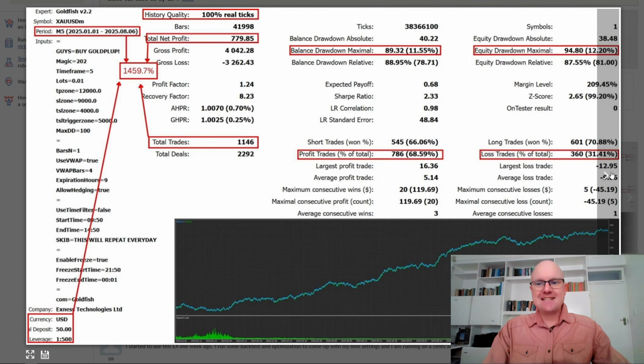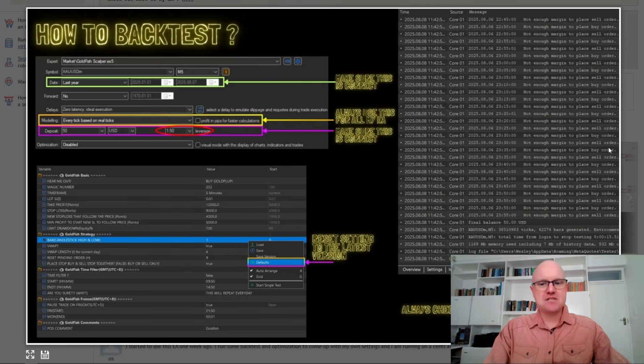If we explore the backtest image provided, you'll see he used a starting deposit of only $50 with a leverage of 1 to 500. And you'll see the period tested is one that we'll explore today, which is the last year. And in this it has generated a total net profit of over $779.85. However, it does have a very high equity drawdown of 87%. He also showcases how he did his backtest, but it's important that you correlate this and do it correctly according to your broker settings and requirements.